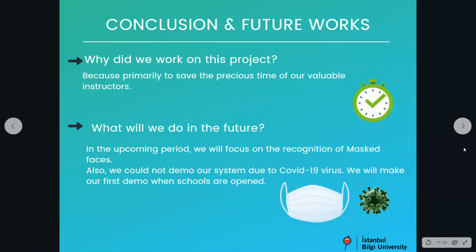Okay, the last part of our presentation. The biggest reason we work on this project is to avoid wasting time while taking attendance at schools. In addition, with our system, it is easy to take attendance without distracting students. What will we do in the future? We cannot yet identify who the masked person in front of the camera is. We will work on this in the upcoming period. Thank you so much.